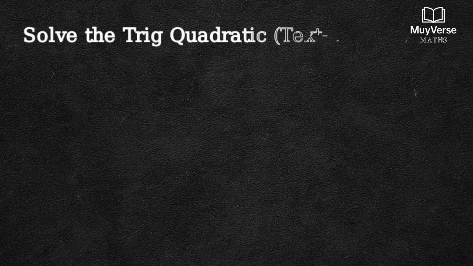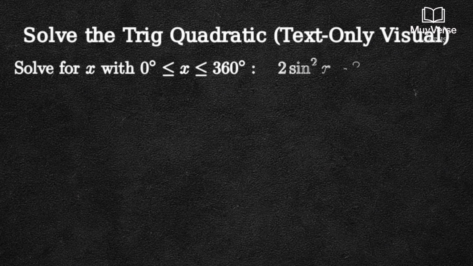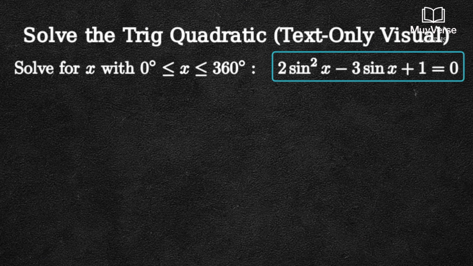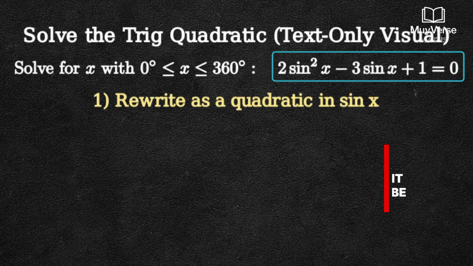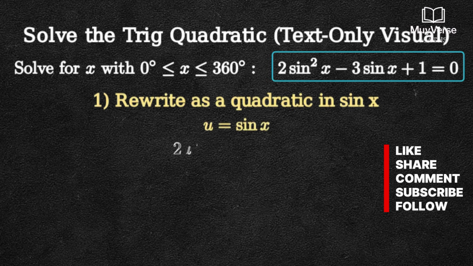In this lesson, we will solve a trigonometric quadratic by turning it into an ordinary quadratic in sine x. Here is the problem on the interval from 0 degrees to 360 degrees. Step 1. Treat it as a quadratic in sine x. Let u equal sine x, then rewrite the equation. Step 2. Solve the quadratic.